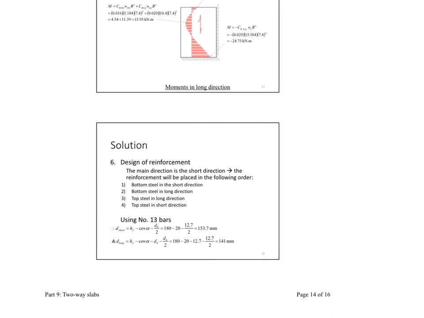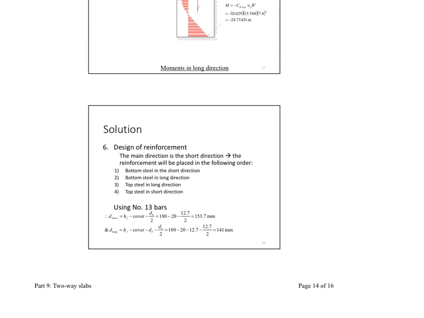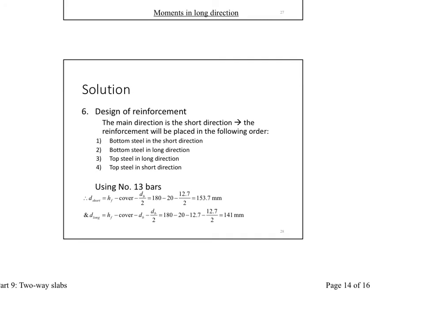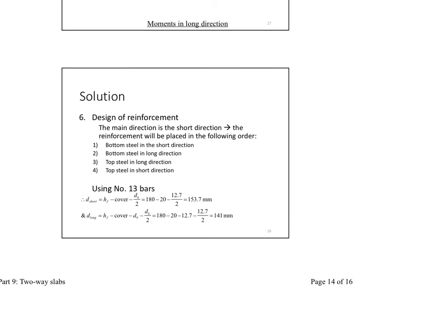Now I have all 6 moments. I can start designing my slab. We're going to go over very quickly over the design steps. We have bottom steel in the short direction. So I have, here's my short and long direction. Bottom steel in the short direction goes like this. Bottom steel in the long direction goes like this.